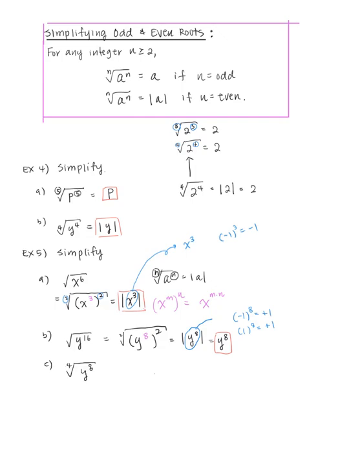Let's look at part C, fourth root of y to the 8th. So now what we want to do is rewrite this as y to what power, to the 4th power, is going to give us y to the 8th? So what times 4 gives 8? That's 2. Does that make sense? Does y squared to the 4th power give us y to the 8th? I think so. So according to the theorem above, this is going to become the absolute value of y squared.